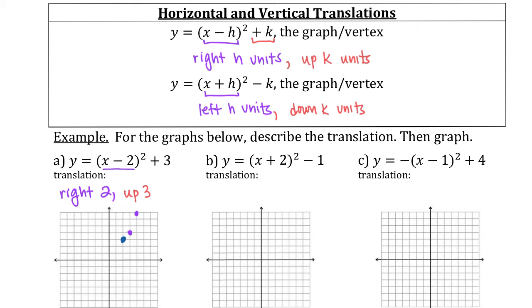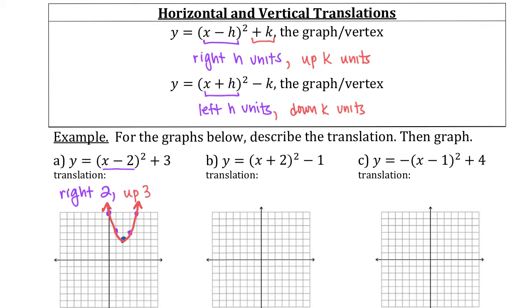And then I'm going to do the same thing on the other side. So on the left 1, up 1, left 2, up 4. And it should look symmetric. This point matches this point matches this point. And then I draw the parabola, and it makes the same shape as y equals x squared, except the entire graph shifted right 2 and up 3. So let's try the next one.